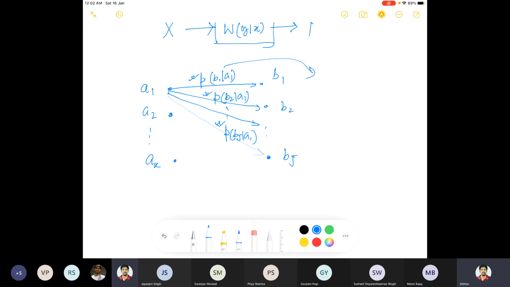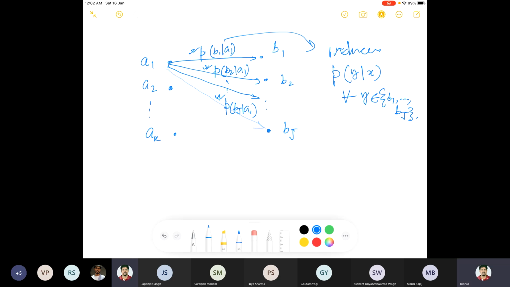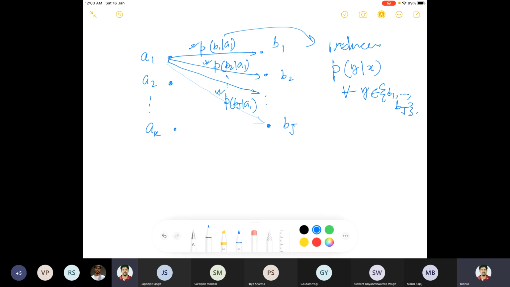This induces, because we are defining P of y given x for all y, with y equal to, let's say, B1, B2 up to BJ. So this is a probability distribution on y. Similarly, if you fix A2, then corresponding to A2 also you will get a probability distribution. Does it make sense? Okay, I'll not explain more about that.